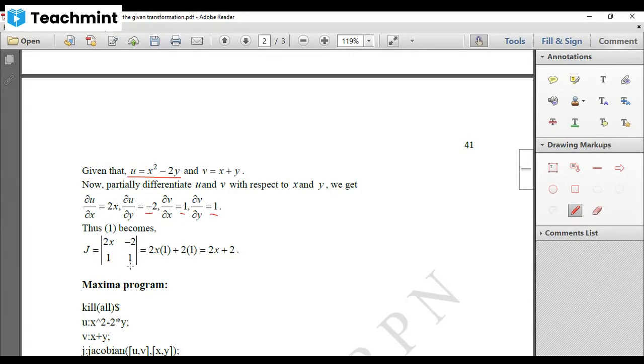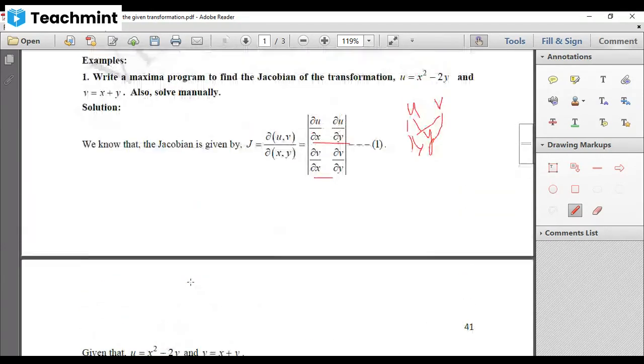You know how to evaluate this 2 cross 2 determinant. 2x into 1 minus 1 into minus 2. Minus into minus becomes plus. So simply you'll get 2x plus 2. This gives you the Jacobian. Right? Now let us write the Maxima program for this.